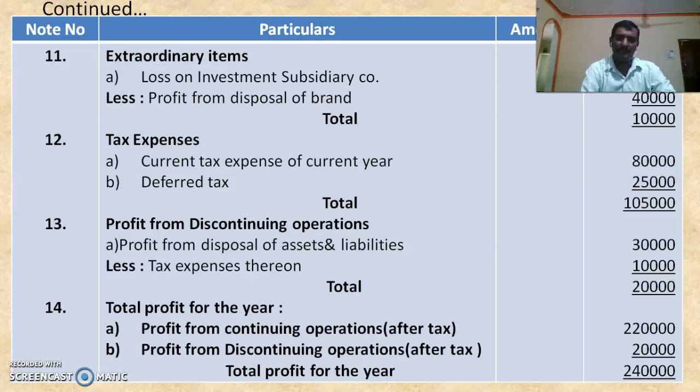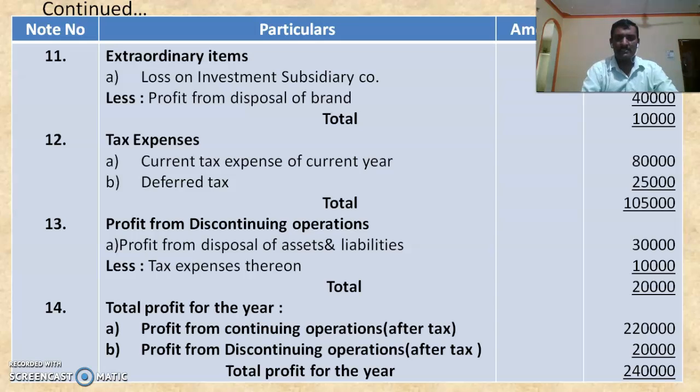And finally, we have to go for the last note related to the statement, that is total profit for the year. In this case, profit from continuing operations after all the adjustment of tax is rupees 2,20,000, and from discontinuing operation there is a profit after tax of rupees 20,000, and the total is rupees 2,40,000. So dear students, based on these notes, now let me go for preparation of the statement of profit and loss.